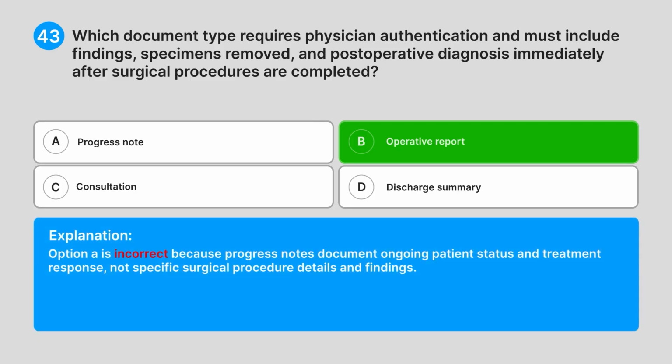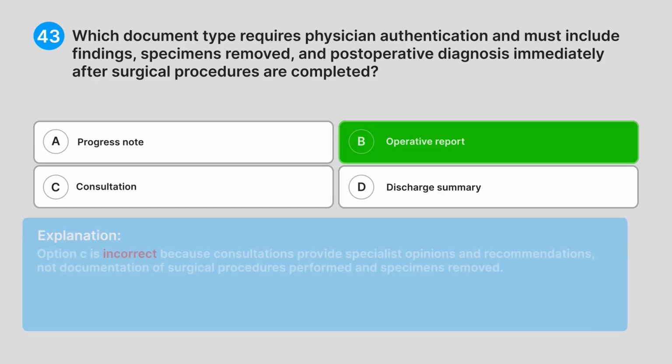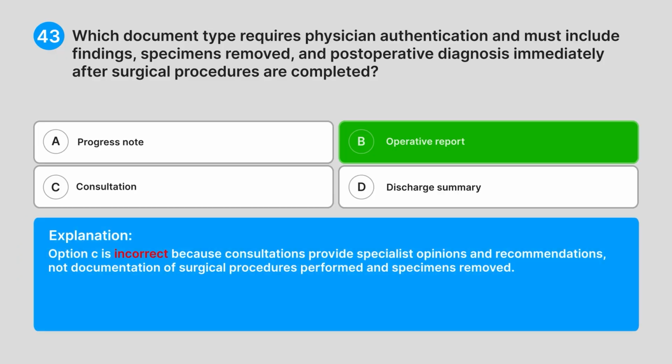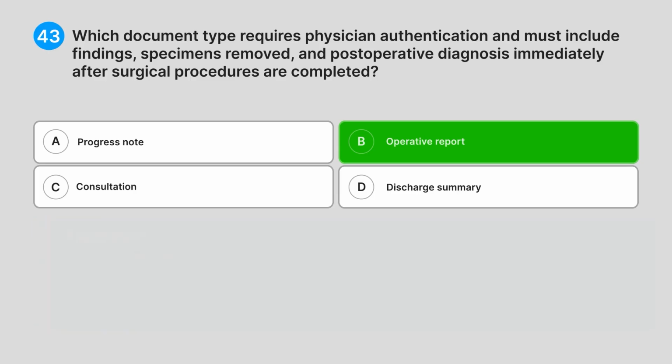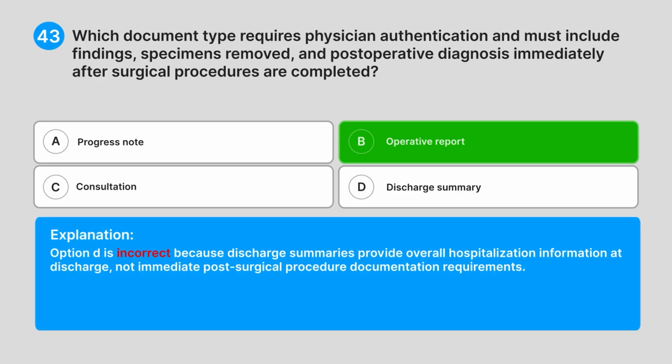Option A is incorrect because progress notes document ongoing patient status and treatment response, not specific surgical procedure details and findings. Option C is incorrect because consultations provide specialist opinions and recommendations, not documentation of surgical procedures performed and specimens removed. Option D is incorrect because discharge summaries provide overall hospitalization information at discharge, not immediate post-surgical procedure documentation requirements.